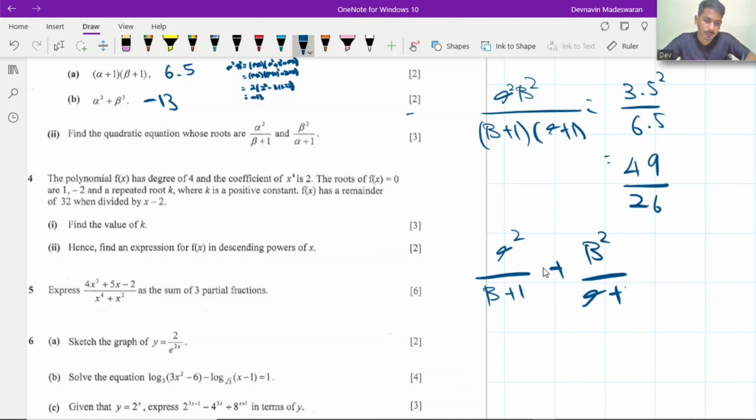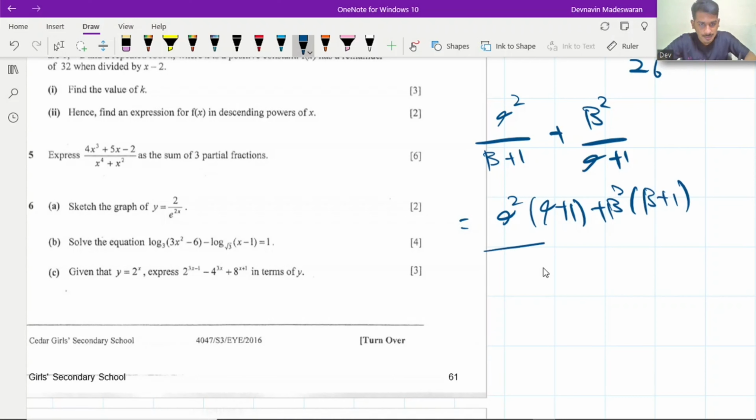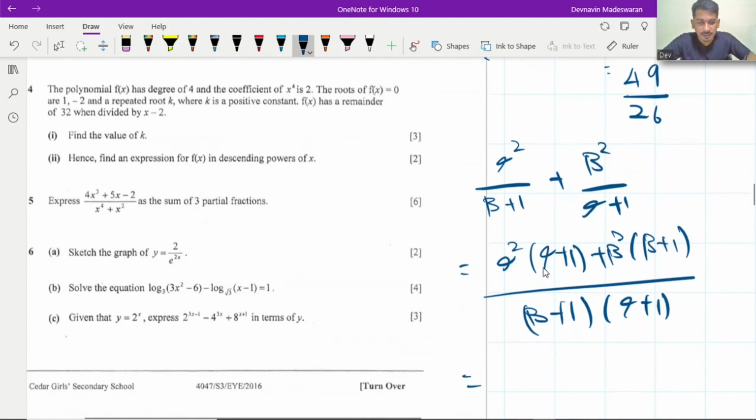Okay, so the sum is going to be alpha square times alpha plus 1, then beta square times beta plus 1, and then alpha, the same thing, beta plus 1 times alpha plus 1. But this one, we know the answer for at the bottom. It's going to be 6.5.